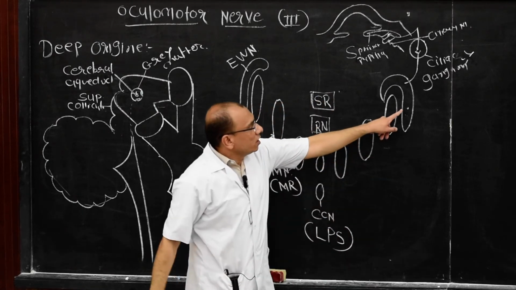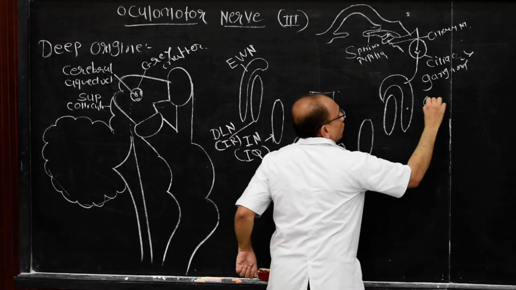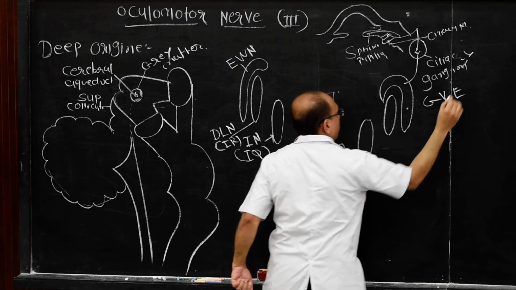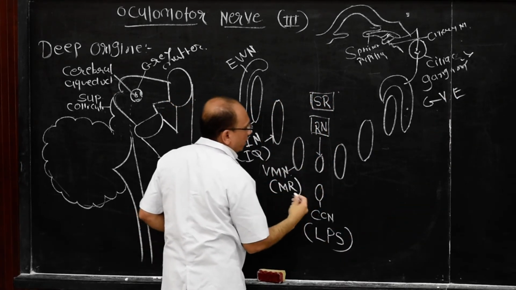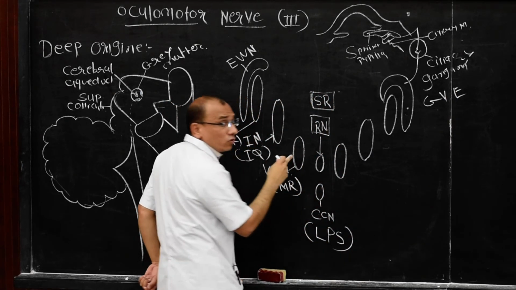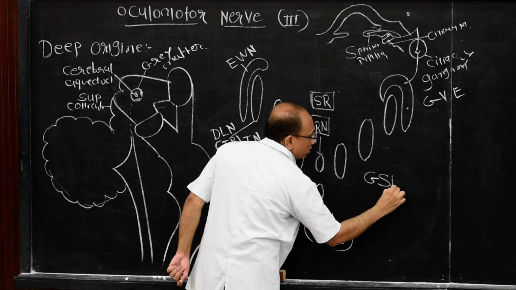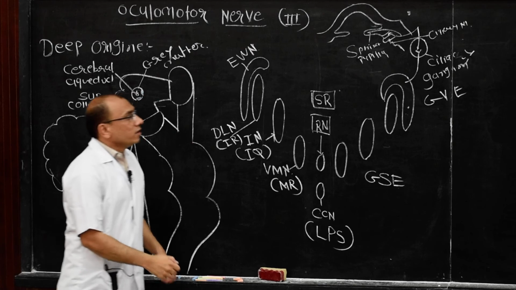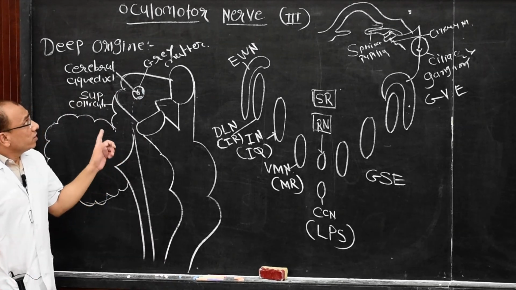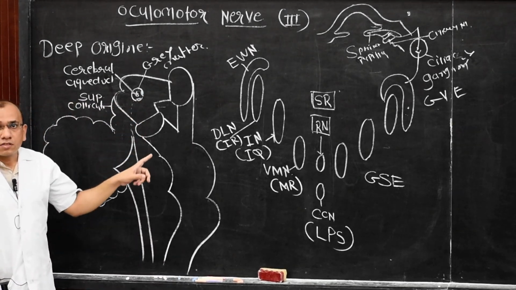So this nucleus is related to the central visceral efferent component, and the remaining nuclei of the oculomotor nuclear complex are related to the general somatic efferent component. Okay, so this is the deep origin of the oculomotor nerve in part 1.